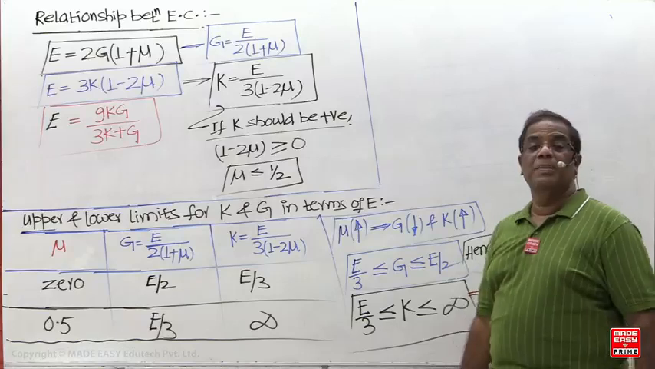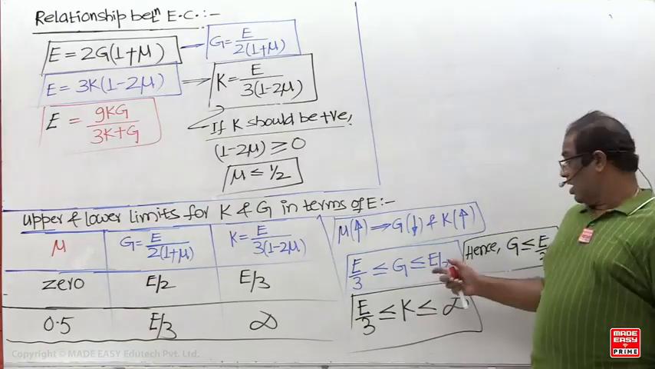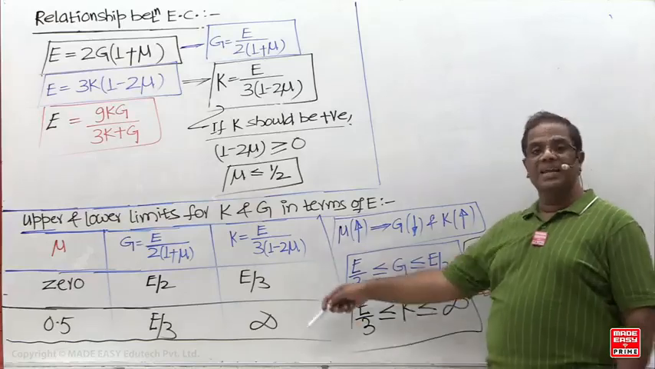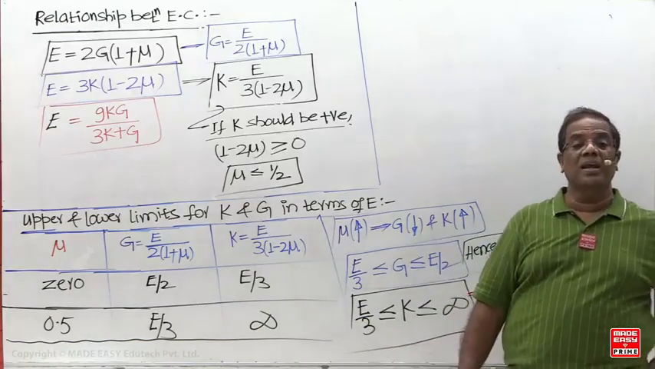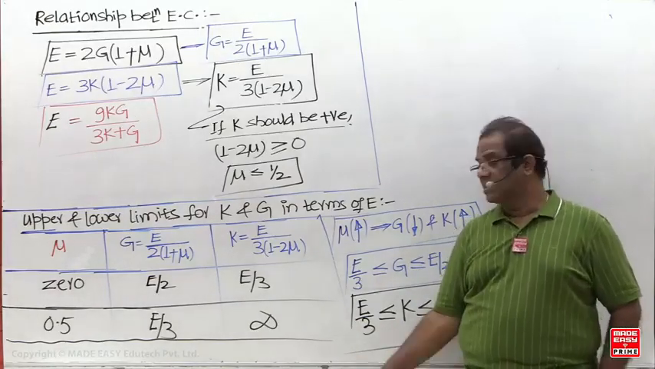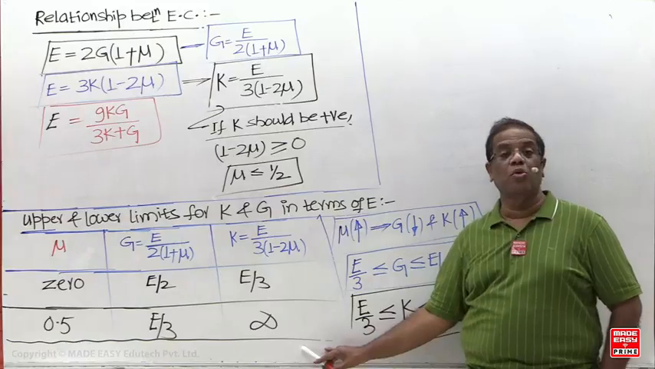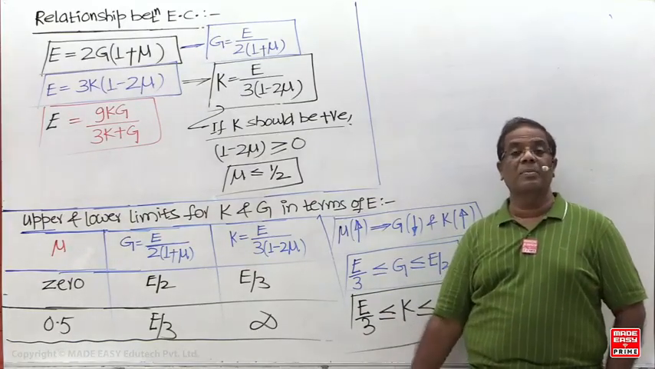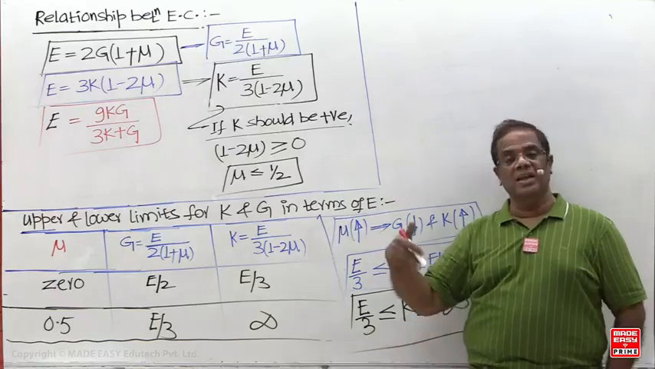So what is the relation between E, K, and G? G is always less than half of the Young's modulus. But what about E and K? Some materials have Young's modulus more than the bulk modulus, for some materials both are equal, and for some materials K is more than E.